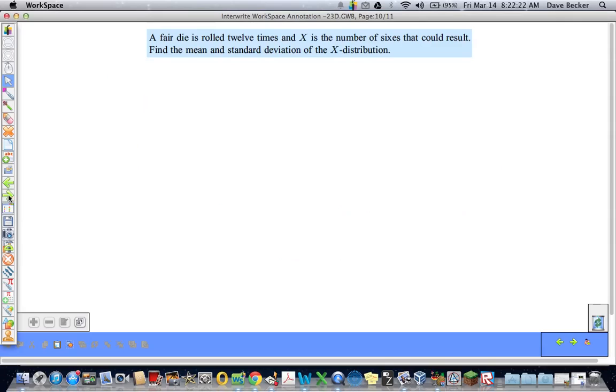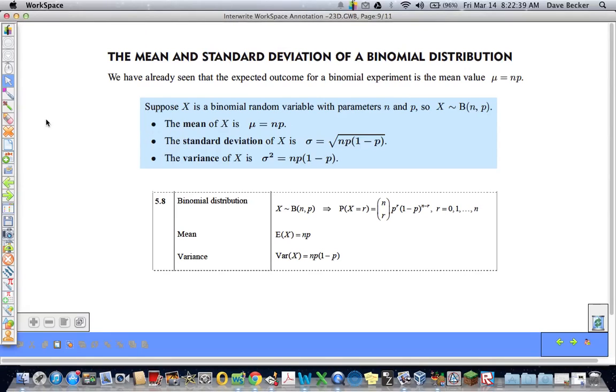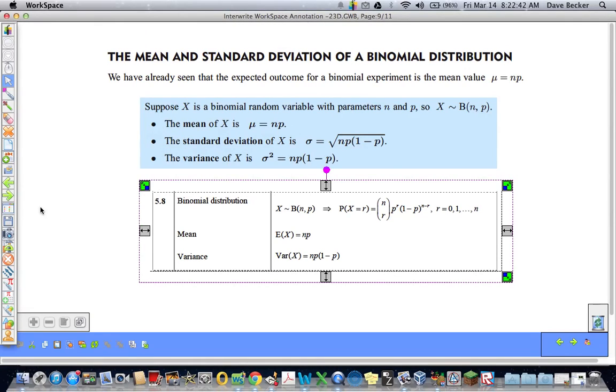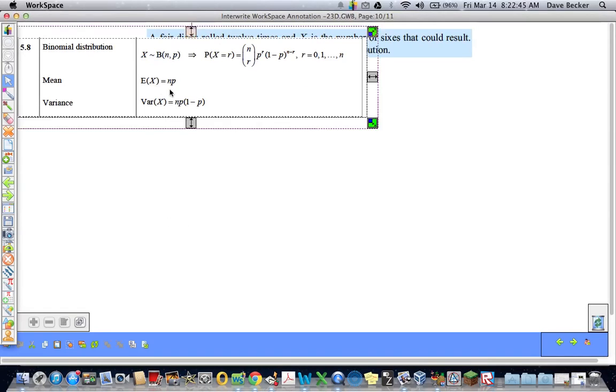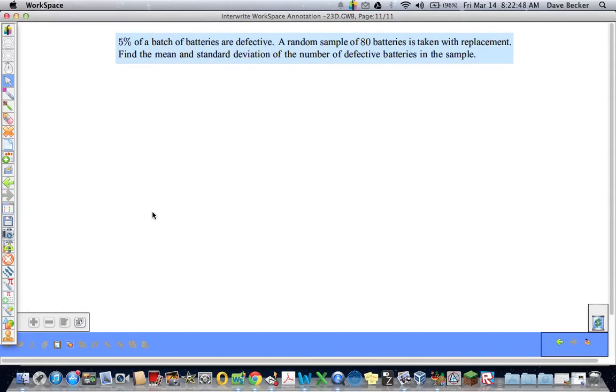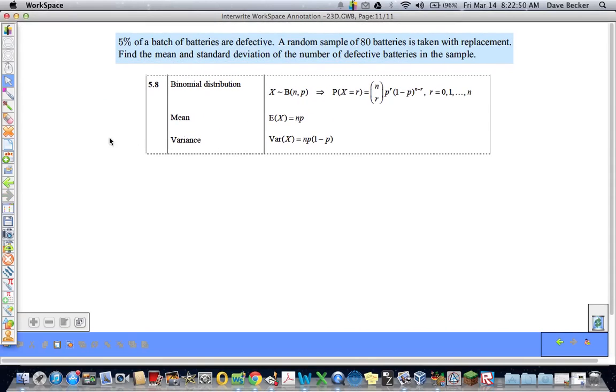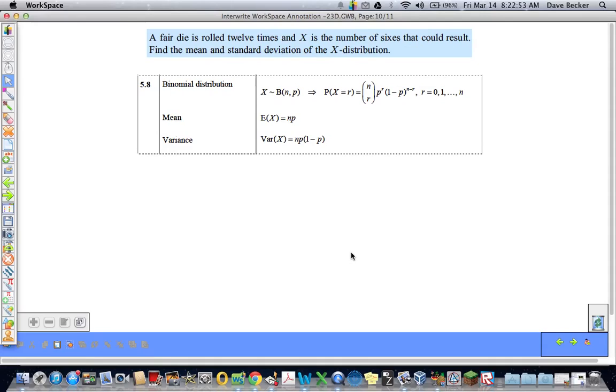All right, let's get to it. A fair die, it's not loaded, is rolled 12 times, and the random variable x is the number of sixes that could result. Find the mean and standard deviation of the x distribution. Let me put that here for the next example. A fair die is rolled 12 times. Random variable x is the number of sixes that could result. Find the mean and standard deviation.